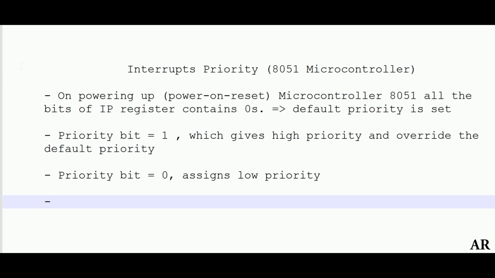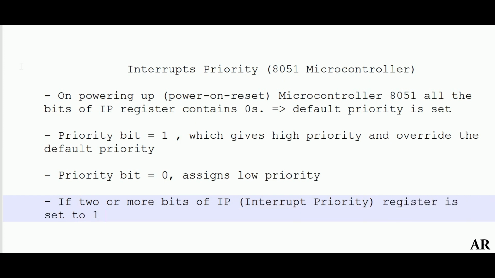So for example, we have discussed, if PT1 and PX1 both of them are set to 1, what happens? If 2 or more bits of your interrupt priority register are set to 1 and both the interrupts are received simultaneously. So it is not only that both the bits should be set to 1. Along with both the bits being set to 1, if both the interrupts are received simultaneously, then what will be the scenario? That is what we are trying to discuss here.